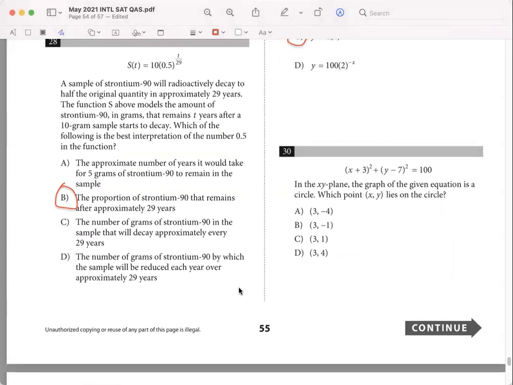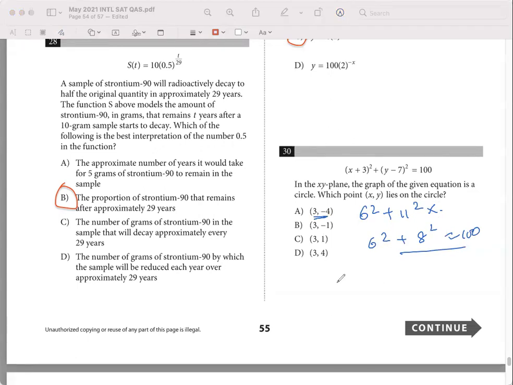In the xy plane, the graph of the given equation is a circle. Which point lies on the circle? So this I think we can just do by plugging in. So let's put 3 comma 4. So 6 squared plus 11 squared, that's not 100. Now 6 squared plus 8 squared. Yeah, that is 100, right? 36 plus 64. So 3 comma minus 1 is a point.